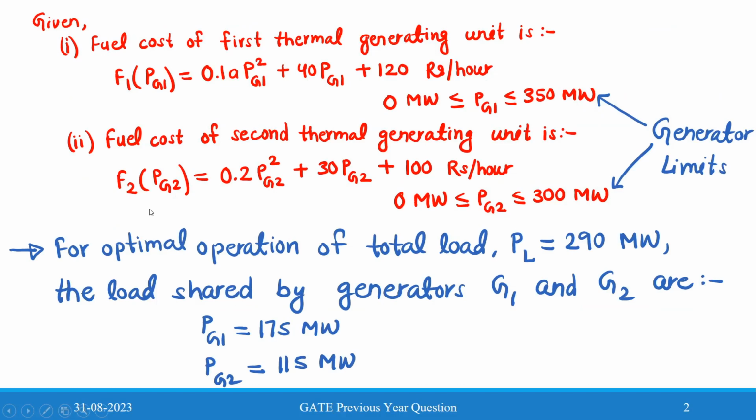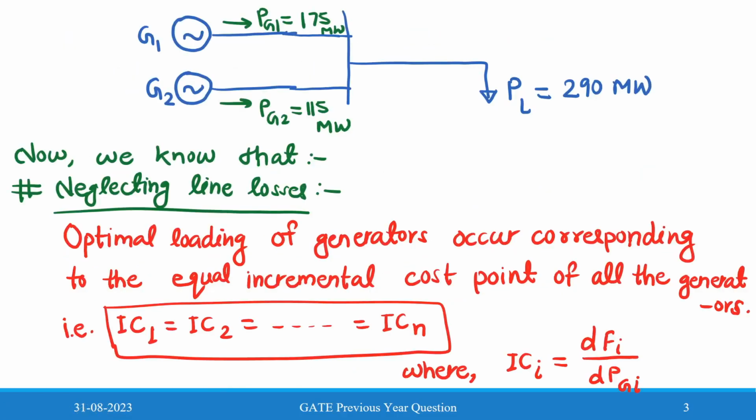These are the things we have been given. The fuel cost of the first thermal generating unit is given, the second thermal generating unit is also given, and these are the generator limits for the plant. Now for optimal operation, the total load PL is 290 megawatt, shared by generators G1 and G2. We can see it in a diagram.